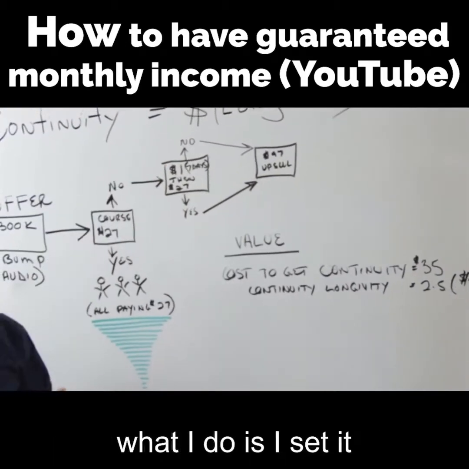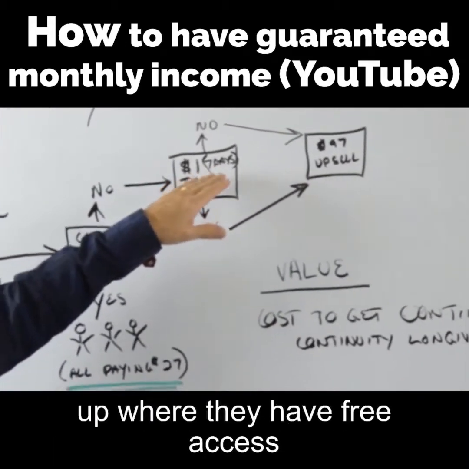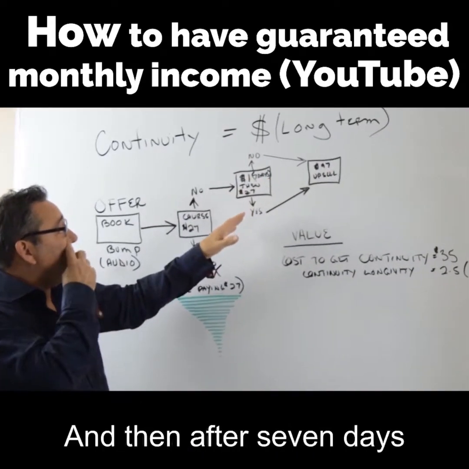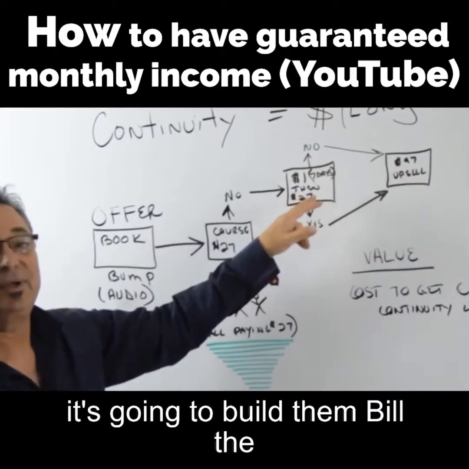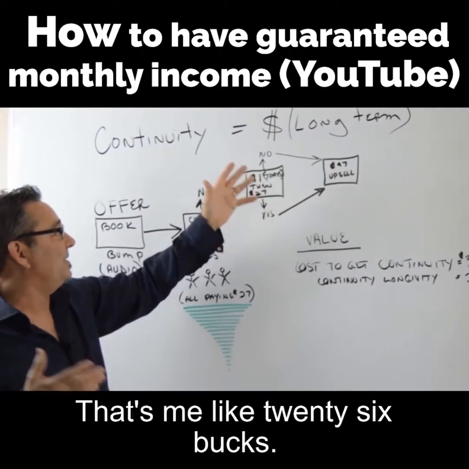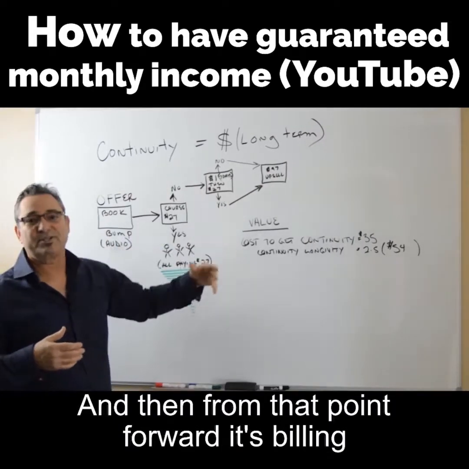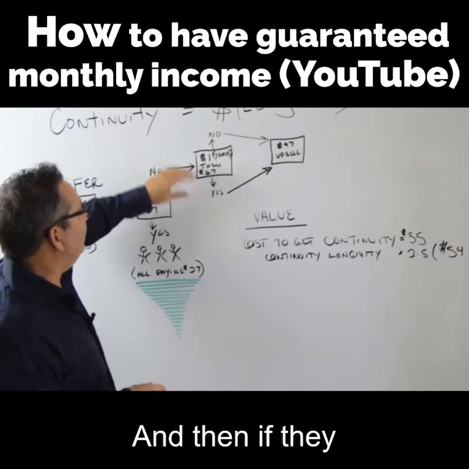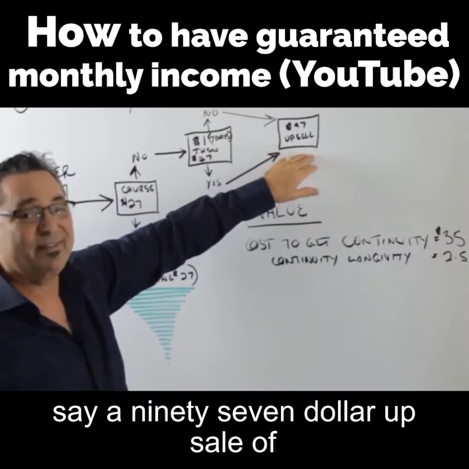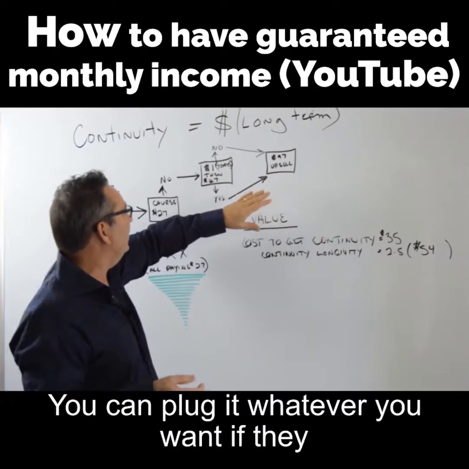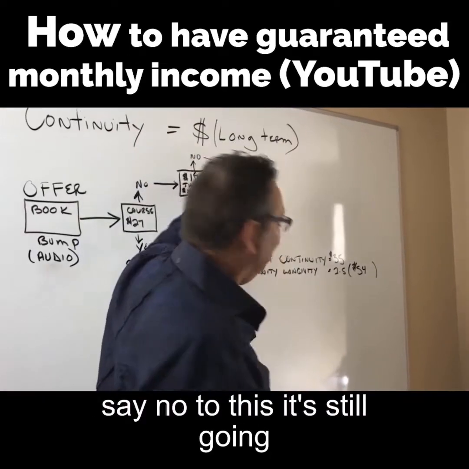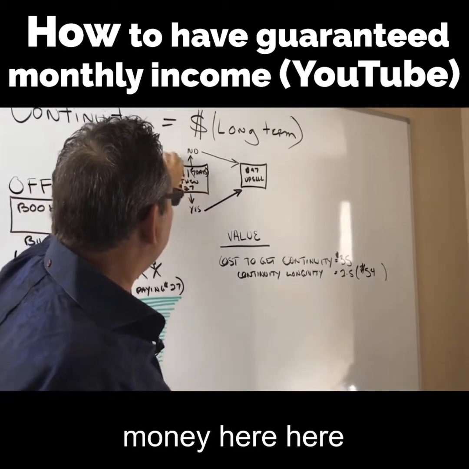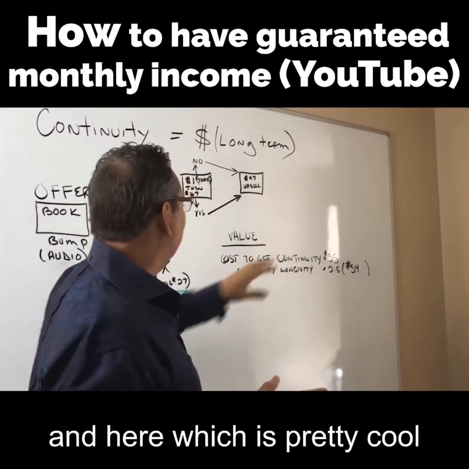Now for $1, I set it up where they have free access for 7 days, okay? They don't have to pay the rest of this $27, and then after 7 days, it's going to bill them the remainder amount, so that's going to be like 26 bucks, and then from that point forward, it's billing them $27, okay? And then if they say yes to this, it's going to go to say a $97 upsell of some other product. You can plug in whatever you want. If they say no to this, it's still going to go to that upsell. So I've got an opportunity to make money here, here, here, and here, which is pretty cool, right?